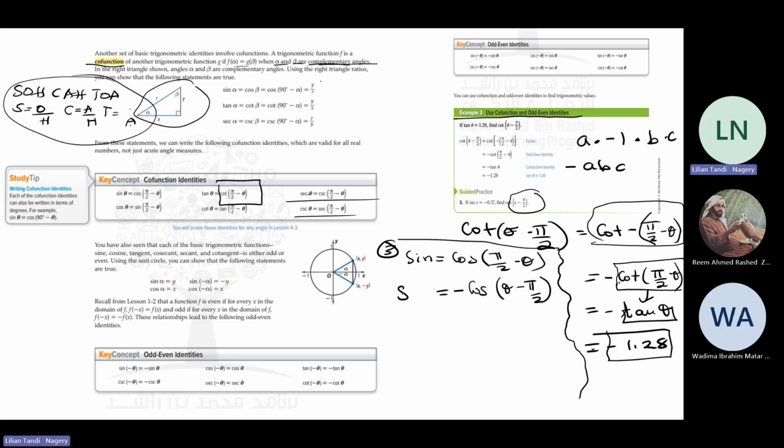Continue. Now we know that cosine of theta minus pi over 2 is equal to sine, with the negative sign. This part equals negative sine. Now we have the sine, which is equal to negative 0.37, but it will now be positive. Here I should write cos, not sin. No, sine. No, cos. See?